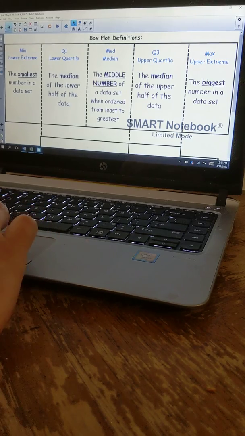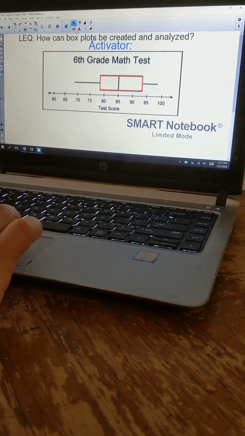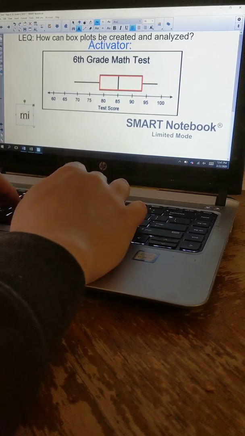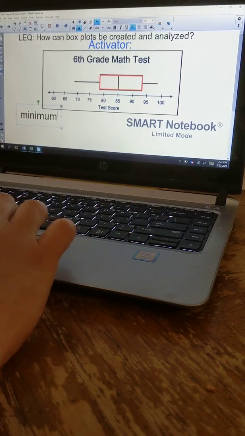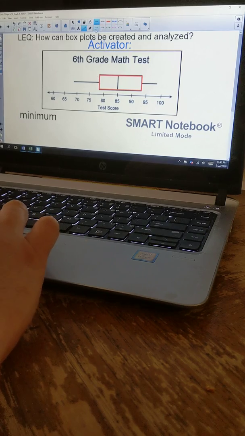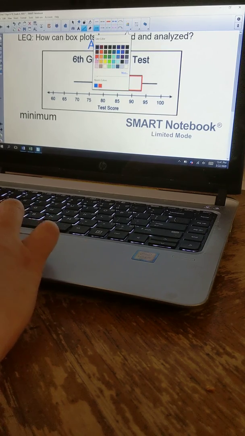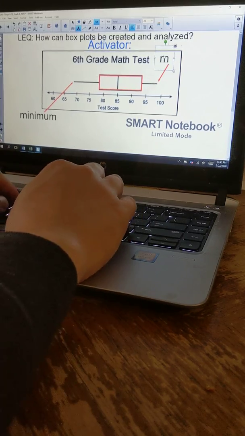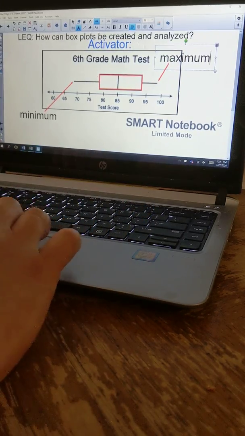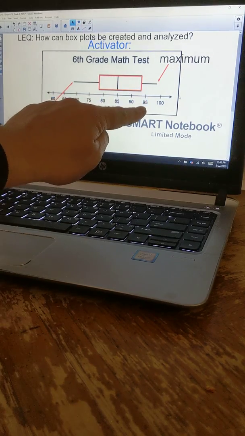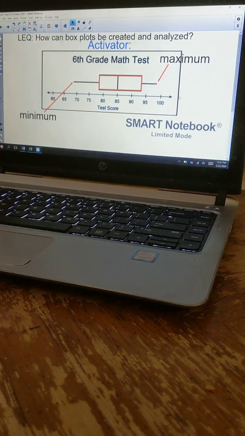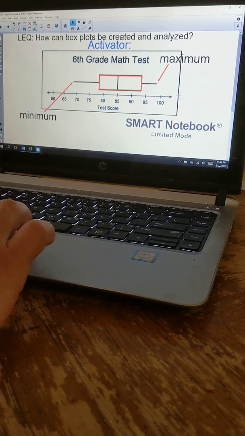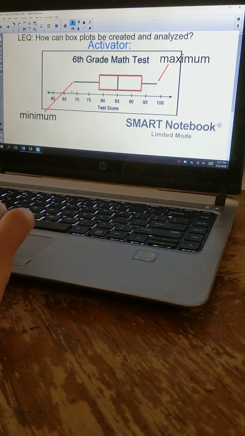Okay, so when I go back to the graph on the previous page, the minimum or lower extreme represents the smallest number in this data set. And in this graph, the minimum is located right here. It is on the very end. On the opposite side, the maximum or upper extreme is the greatest number in a data set. So we can't tell exactly, but from looking at this graph, it looks like the maximum, the highest score on this test was around a 97, and it looks like the lowest score on this test was around a 68.